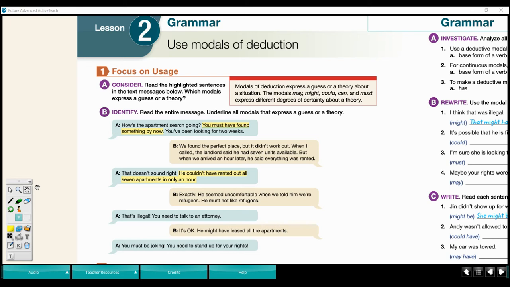Unit 12, Lesson 2, use modals of deduction. In this grammar lesson, you are learning about modals, words such as may, might, could, can, and must. And when we talk about deduction, another word to think about that is to draw conclusions. And so you might have an educated guess or a theory about a situation and how that situation is going to play out or how it will conclude.